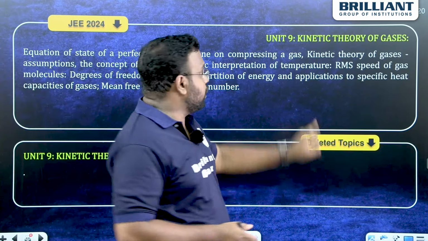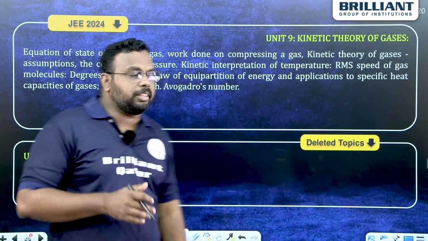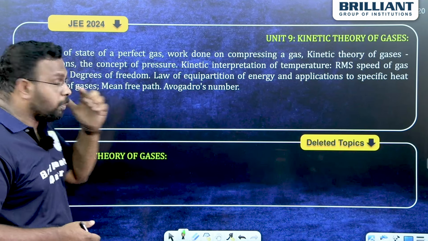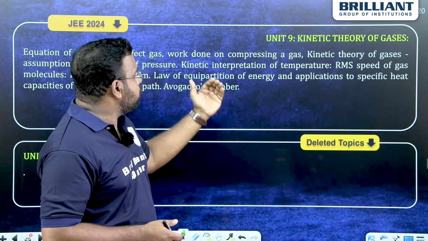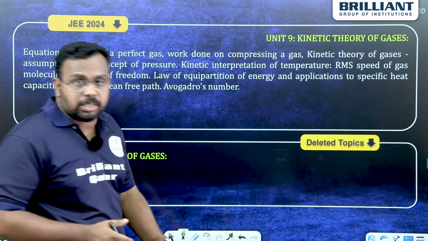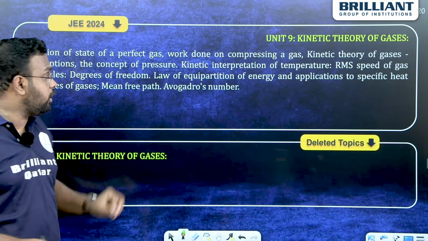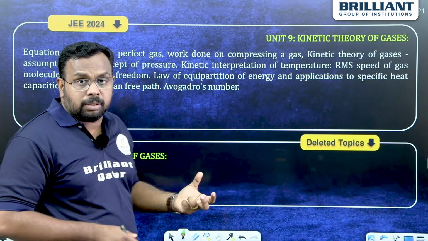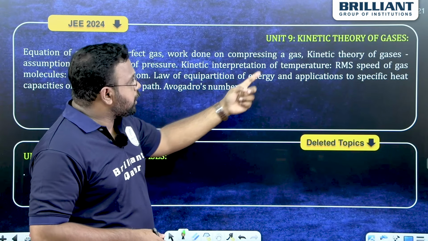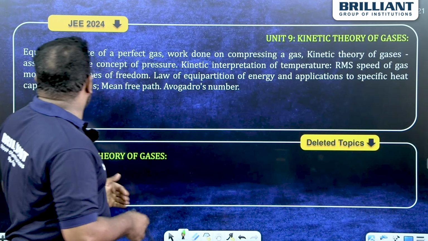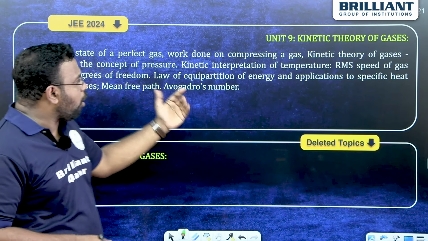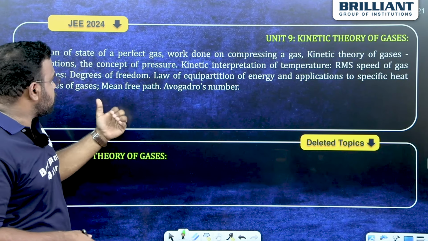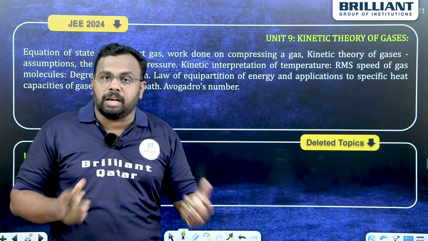Unit 9. Look at this. Kinetic theory of gases, again a small unit, but a lot of concepts are there. Equation of state of a perfect gas, work done on compressing a gas, kinetic theory of gases. So you have to go through the postulates of kinetic theory, assumptions, the concept of pressure, formula for pressure, kinetic interpretation of temperature, RMS speed of gas molecules, degrees of freedom, law of equipartition of energy, and applications to specific heat capacities of gases, mean free path, and Avogadro number.